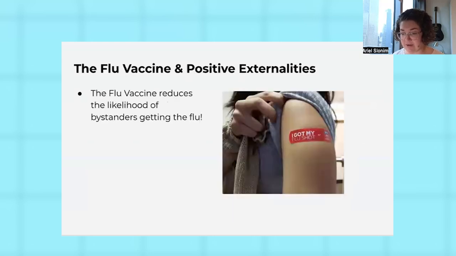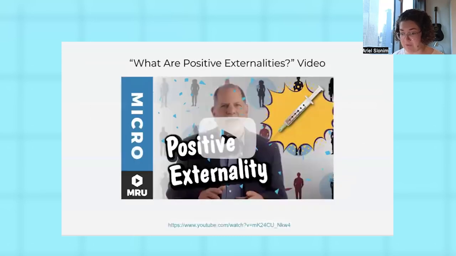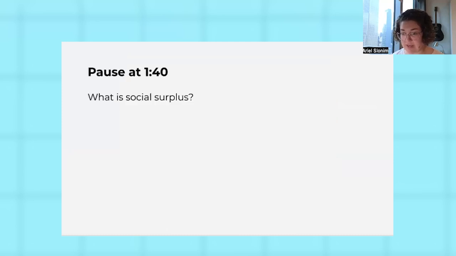And then finally, we follow up with that clarification on the flu vaccine and positive externalities. We've got a great video, one of our latest videos, that covers what a positive externality is and how to graph one, and we talk about the flu vaccine in that context. As with all of our videos, we have timestamps where you can stop the video and follow up with questions to make sure students are tracking with the information.